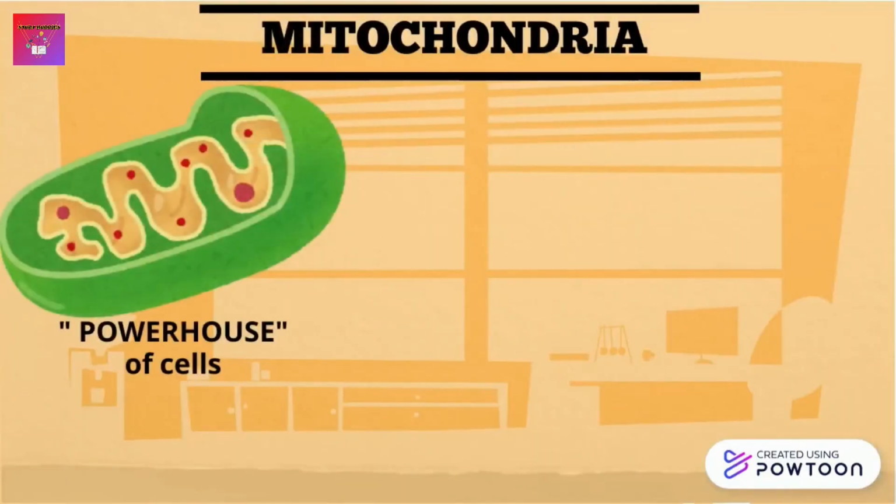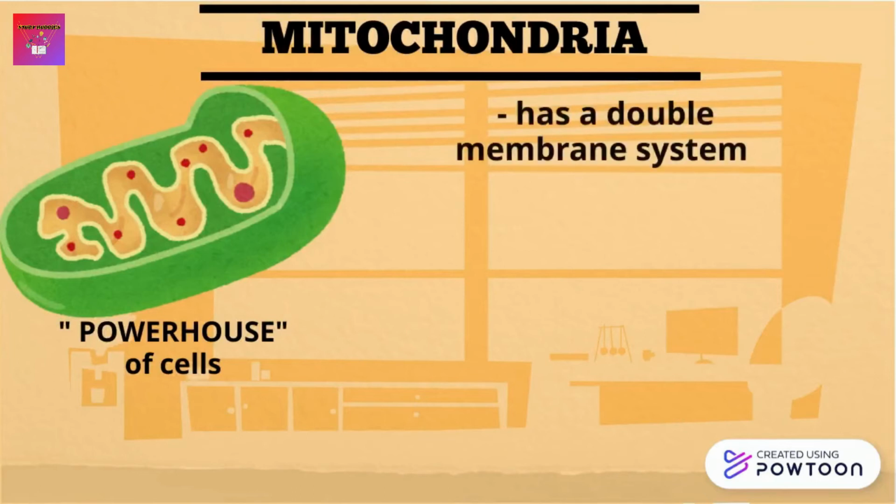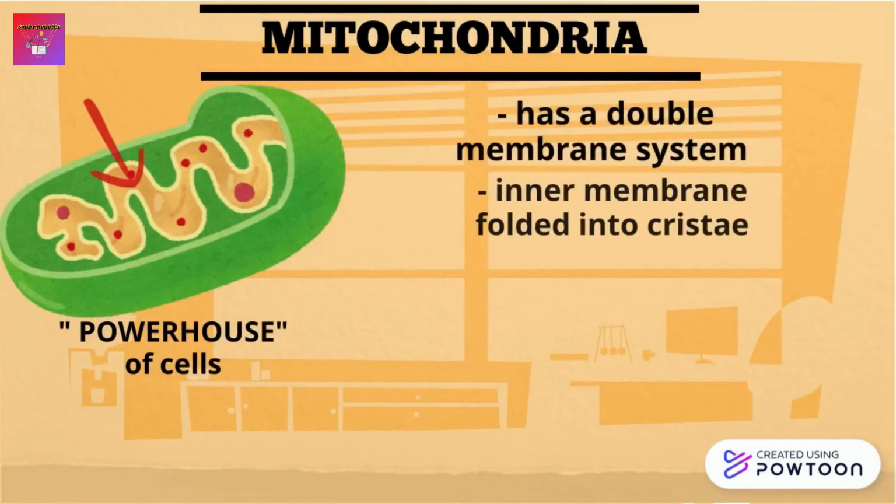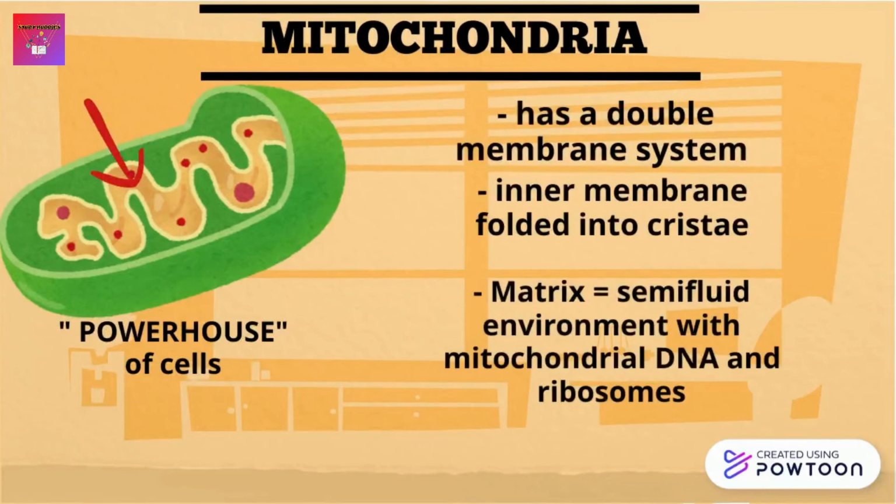Moving on to mitochondria, they are definitely much smaller than chloroplasts. Generally, mitochondria is known as the powerhouse of a cell due to its ability to generate energy in cells. A mitochondria has a double membrane system too, with an inner membrane folded into structures called cristae and projecting into a matrix. A matrix is a semi-fluid environment containing mitochondrial DNA and ribosome.